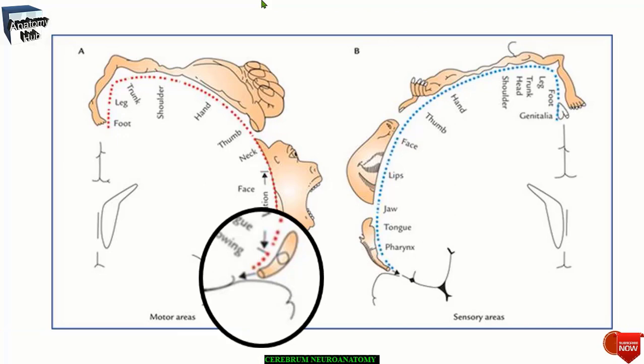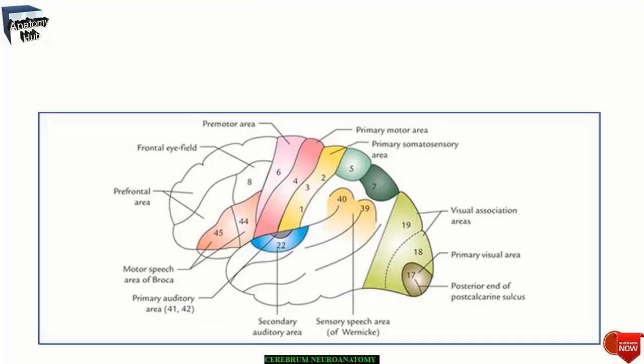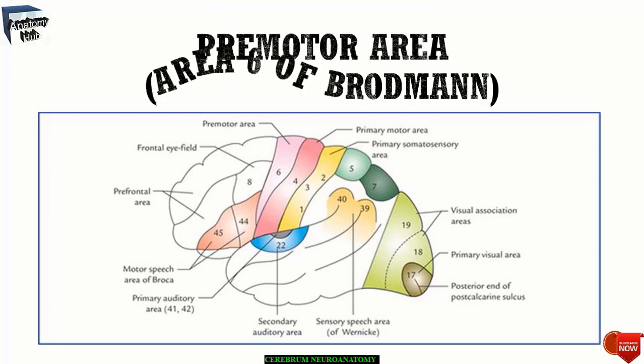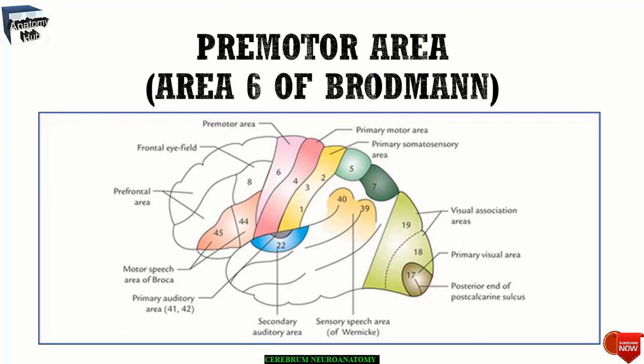Then we will see the premotor area. The premotor area, or area number 6 of Brodmann, is located anterior to the primary motor area in the posterior part of the superior, middle and inferior frontal gyri, and extends onto the medial surface of the hemisphere.